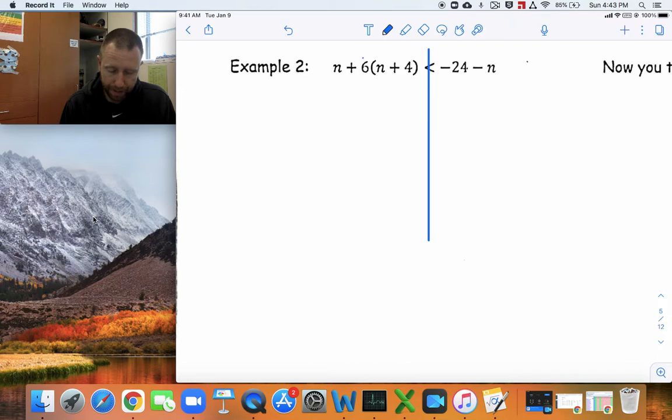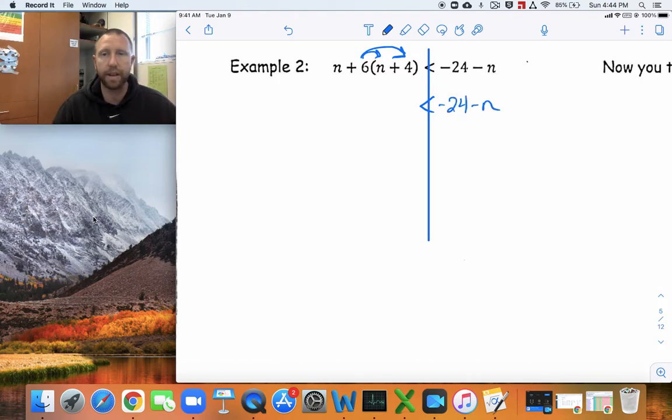And I see parentheses there, right? So the first thing I'm going to do is distribute. I've got nothing to simplify on the right. I could actually just bring that down: negative 24 minus n. That's just going to stay there for now.